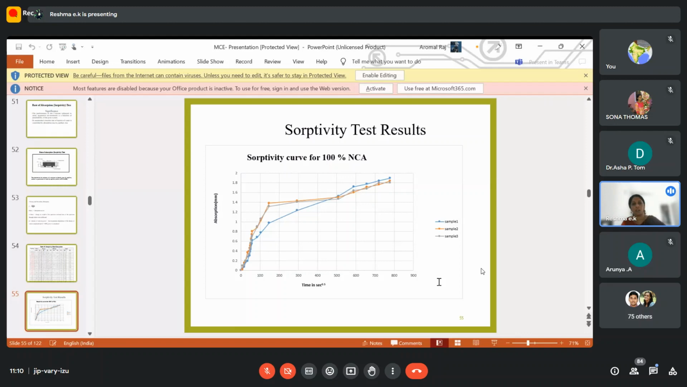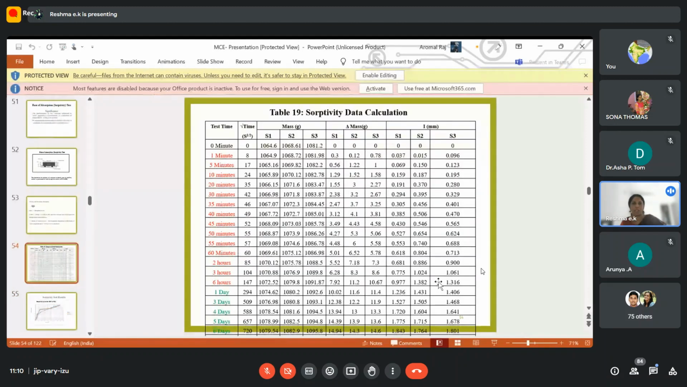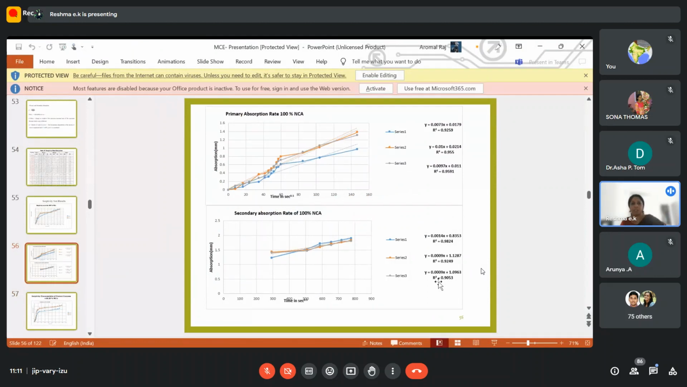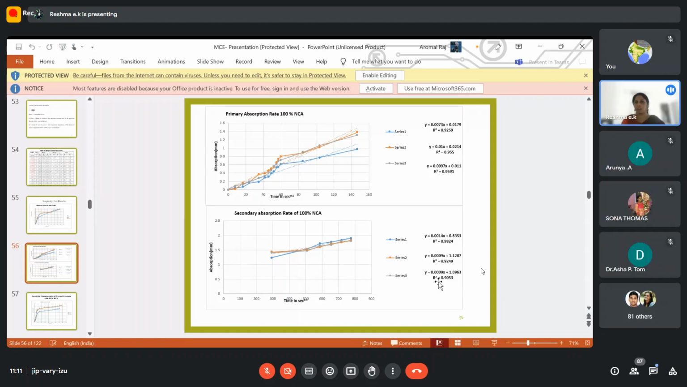So how do we see this? I hope this is understood. Time I converted in terms of root time, and then I is calculated with the formula which I have showed. So I plotted in the graph, with absorption on the y-axis and time on the x-axis. Then from that graph, I took the primary absorption data and plotted it here, and then did the regression analysis to get the coefficients.